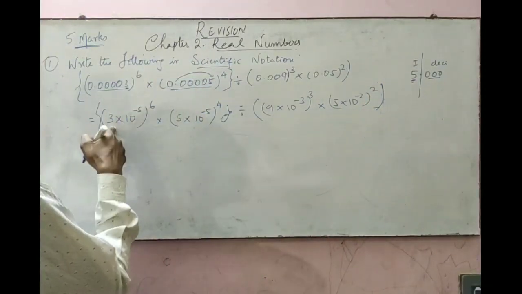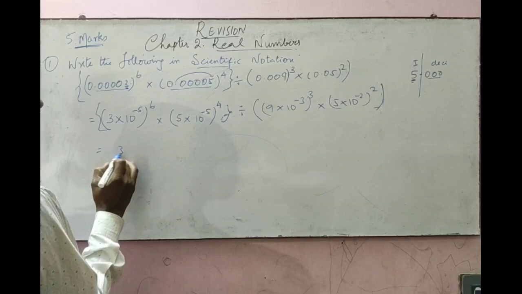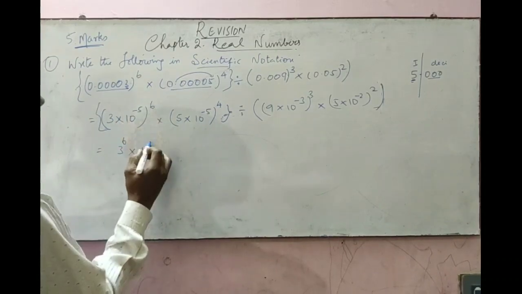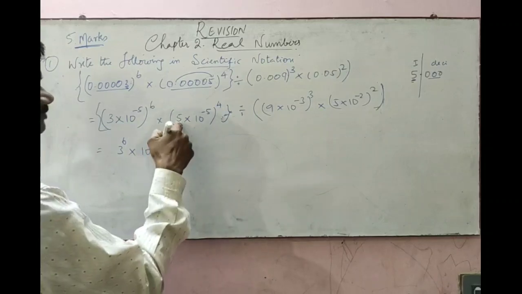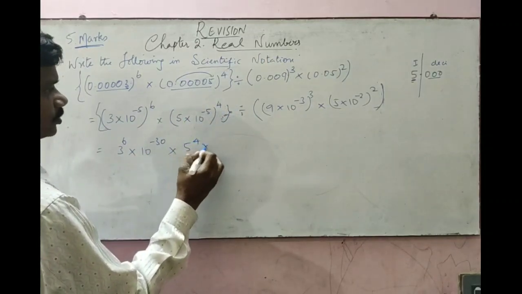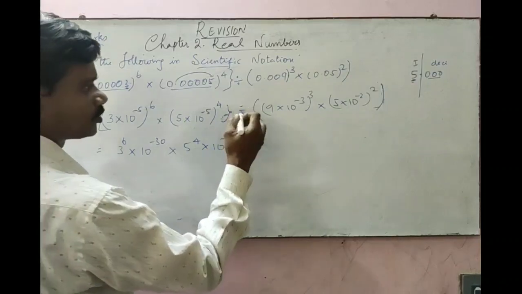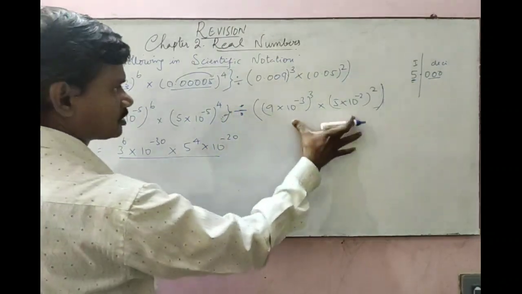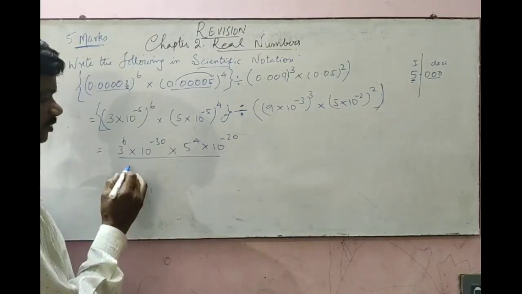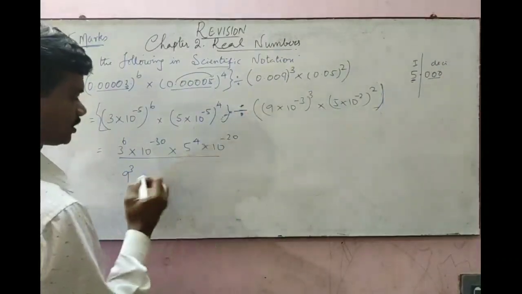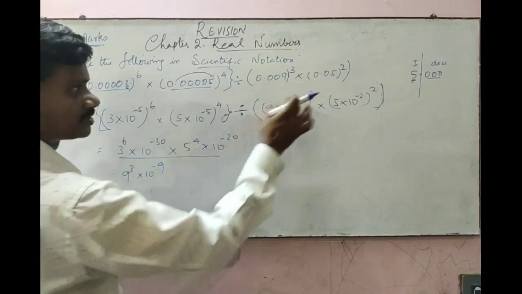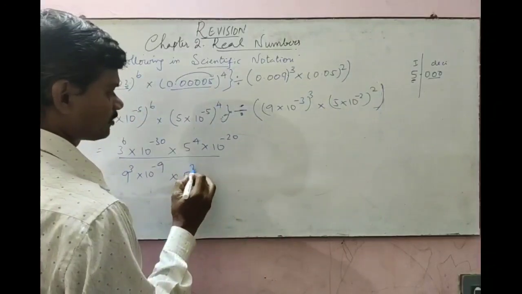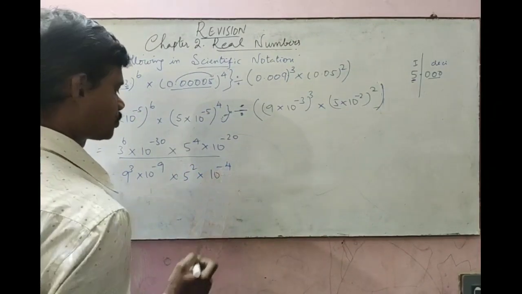If you bring the power inside this, 3 power 6, what is the value of 3 power 6? Into 10 to the power of minus 5 into 6 gives minus 30. Like that, 5 power 4 into 10 to the power of minus 20 whole divided by, since it is divided by, I am going to bring this term to the denominator. 9 power 3 into 10 to the power of minus 9, 3 into 3 gives 9. Like that, 5 power 2 into 10 to the power of minus 4.